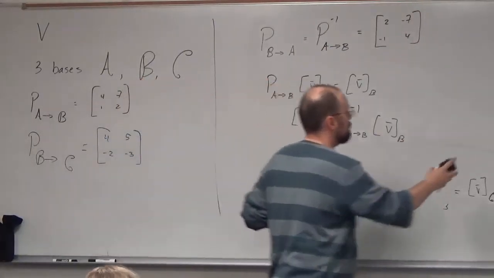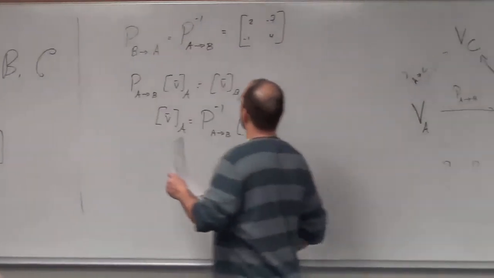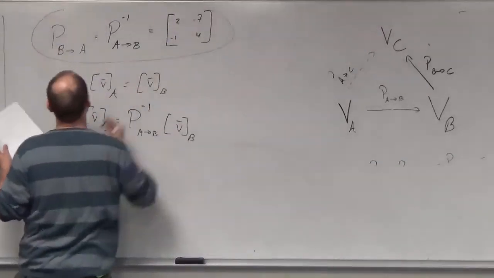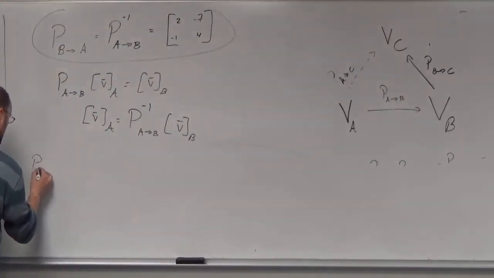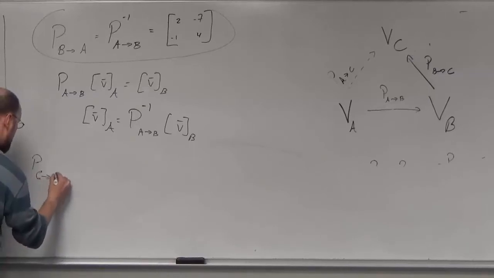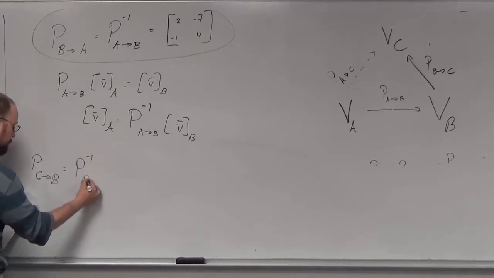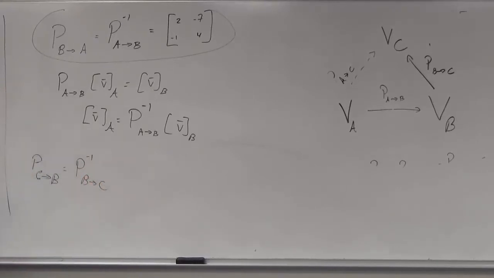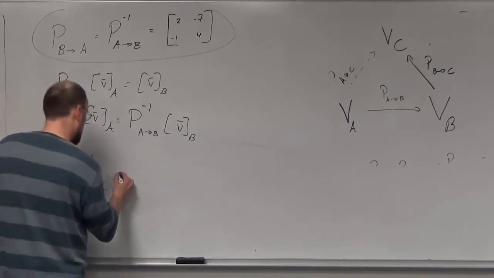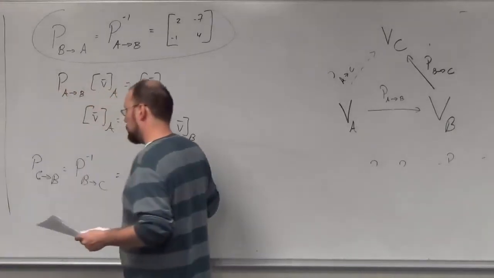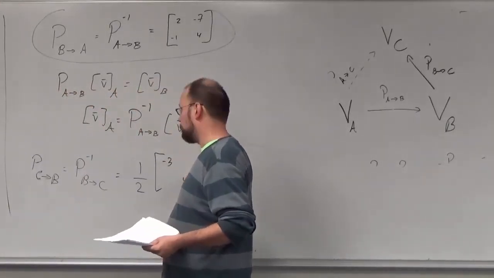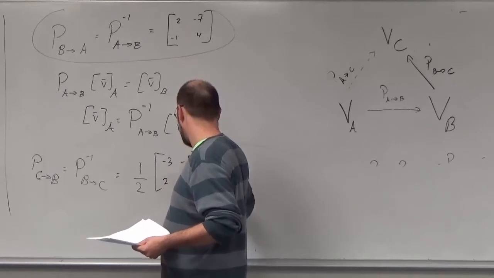And so what would the transition matrix from... So let's keep that in mind. And what is the transition matrix from C to B? Well, that would be the inverse of the transition matrix from B to C. So, inverse of this matrix. So negative 12 plus 10, that's a determinant of 2. So 1 over the determinant. Okay, there we go.